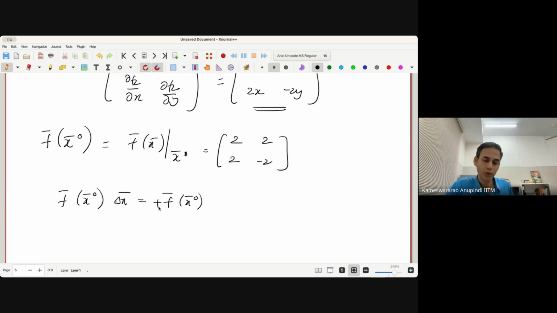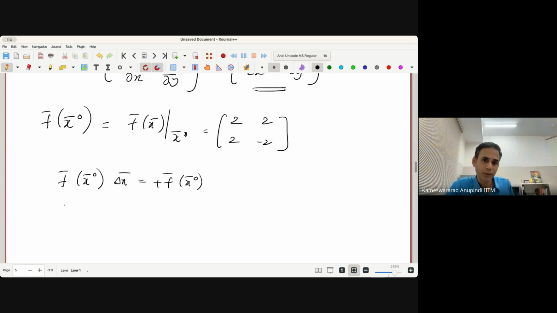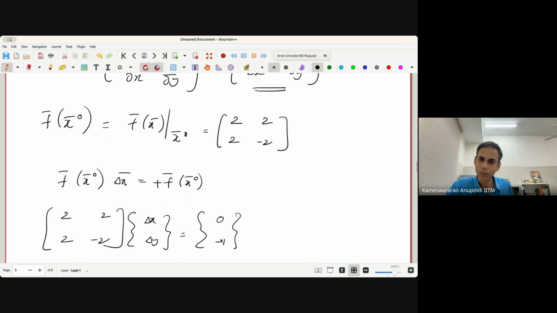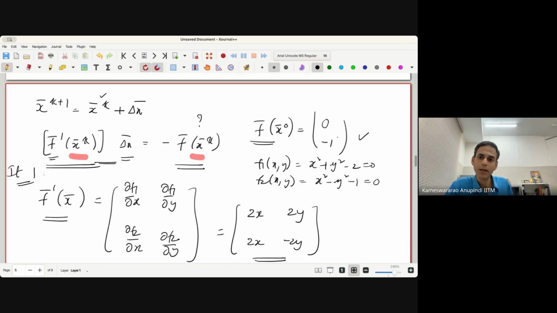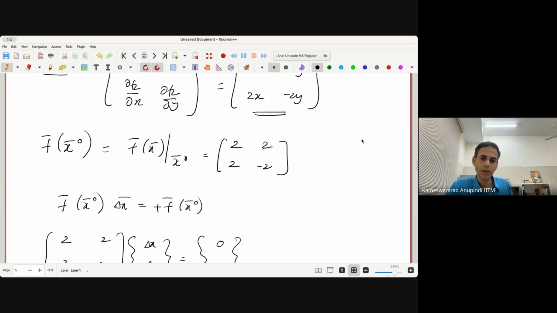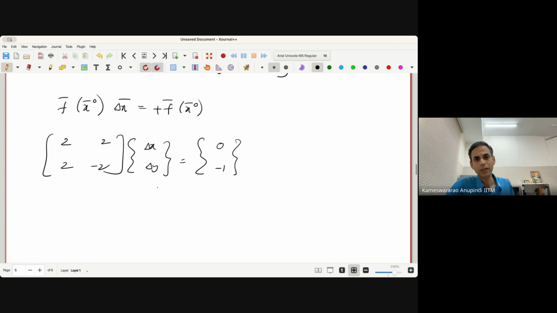Okay, so I'm going to use it there. Fine. So then this system is going to be [2, 2; 2, -2] times [delta x, delta y], that is the function. On the right hand side, we have [0, -1], right? That's what we have obtained as 0, minus 1. Okay, fine. So that is what we have. Then how do I solve this problem?